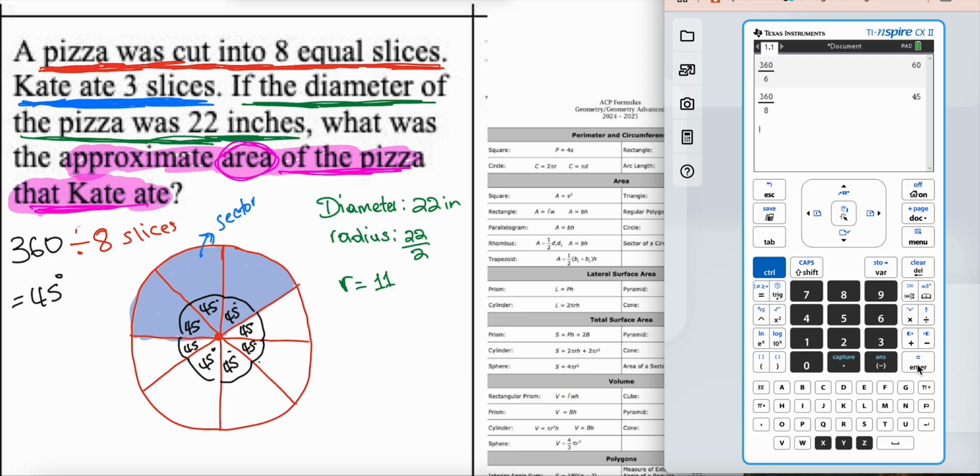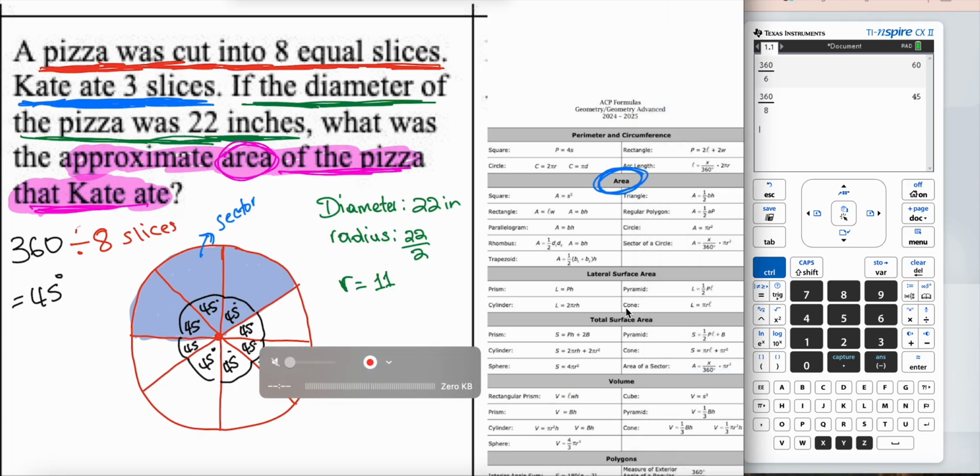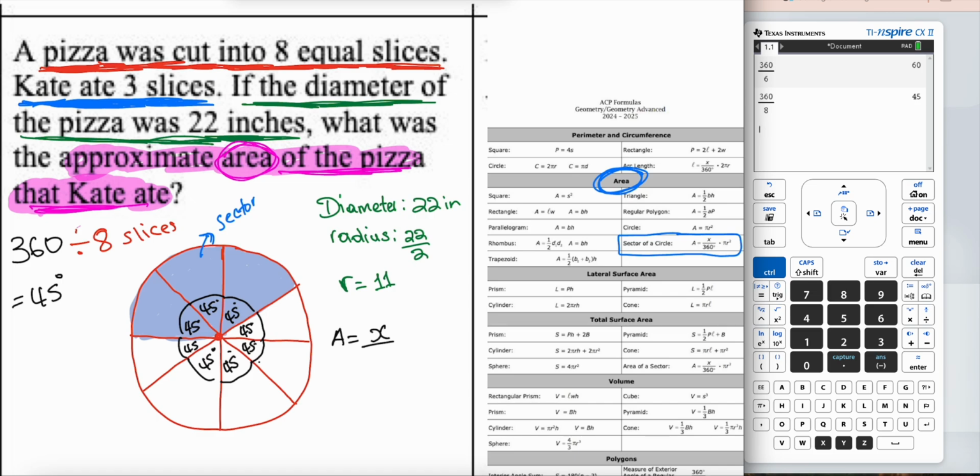All right. So we're going to go to our formula sheet, and right here on your formula sheet, you see where it says area. And then we want the area for a sector. So it says on your formula sheet, area of a sector. So I'm going to copy that formula over onto my problem. So A is equal to X divided by 360 multiplied by pi r squared. So the X right here represents the angle that is in the sector.